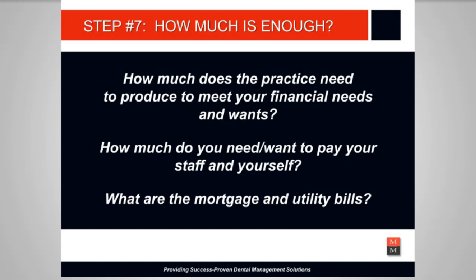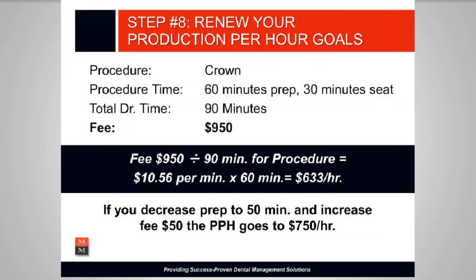Okay, step 8, renew your production per hour goals. You have to look at this. If a crown was charged out at $950, and it takes 2 appointments for a total of 90 minutes, then you're producing $10.56 a minute. Times 60 minutes, you're producing $633 an hour when you're doing a crown.